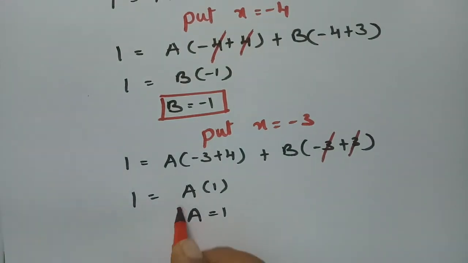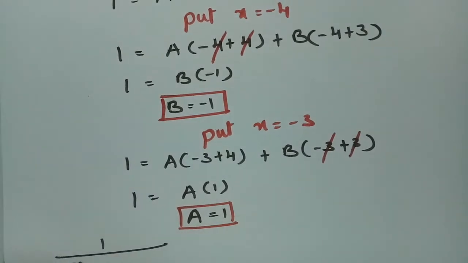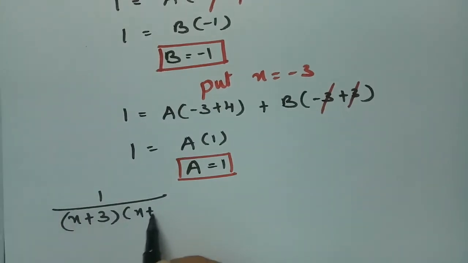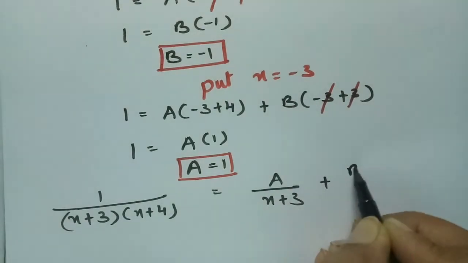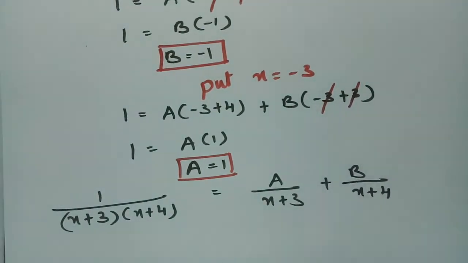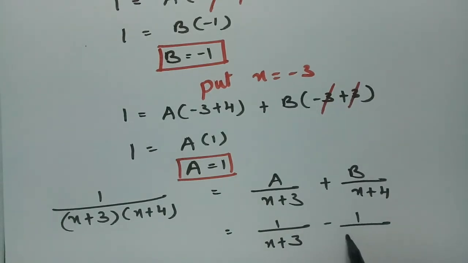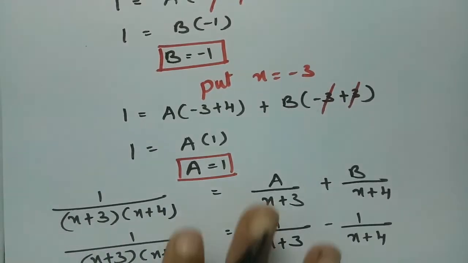After getting a and b values, if I substitute here, 1 by (x plus 3)(x plus 4) is equal to a by (x plus 3) plus b by (x plus 4). Substituting a is 1 and b is minus 1, this will be 1 by (x plus 3) minus 1 by (x plus 4), and that will be the final answer after resolving the partial fractions. See, it's so simple.